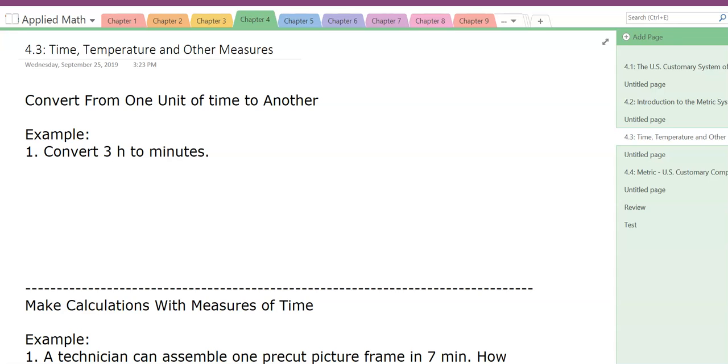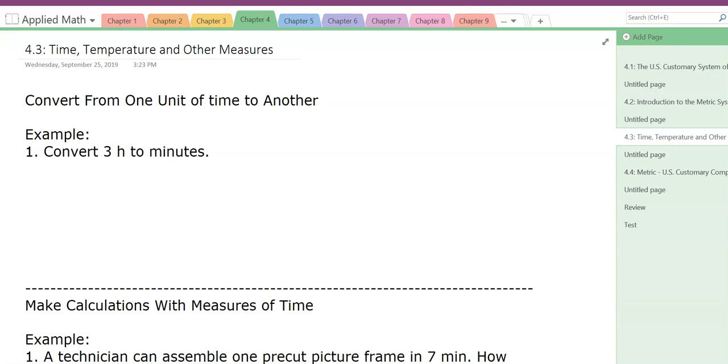For section 3, we're going to be converting time and temperature and other measures that kind of fall into that. So we're going to step away from length and weight and volume for a minute, and talk about converting time and, like I said, temperature. Those are the two main things that we're going to focus on.